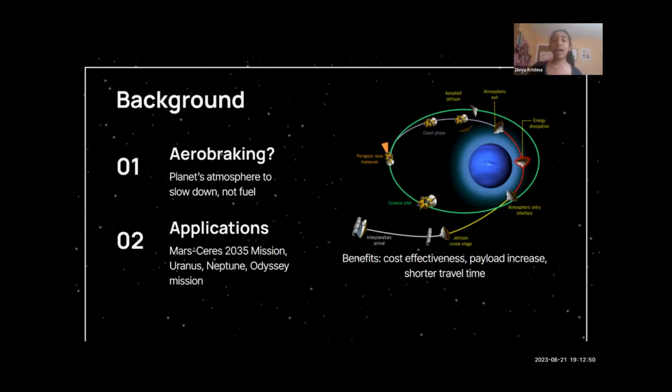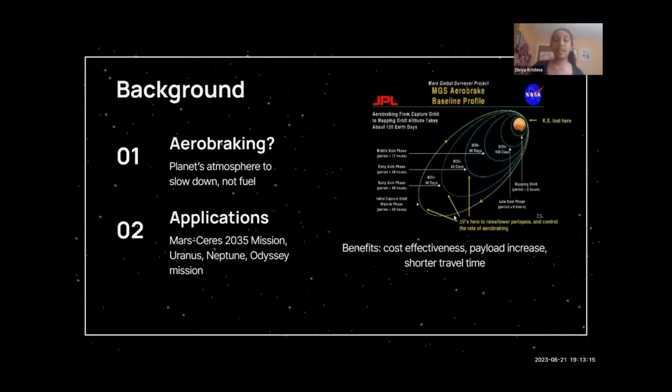For example, we have the spacecraft going into orbit. Jettison just means that the payload is being released. And then once it's closest to the atmosphere of the planet, it dissipates energy, meaning that the drag, or the slowness of the atmosphere, is helping the spacecraft to slow down. And here's a larger view of that same process in multiple stages.